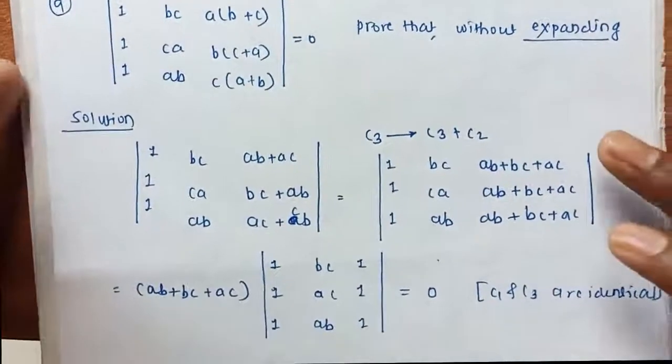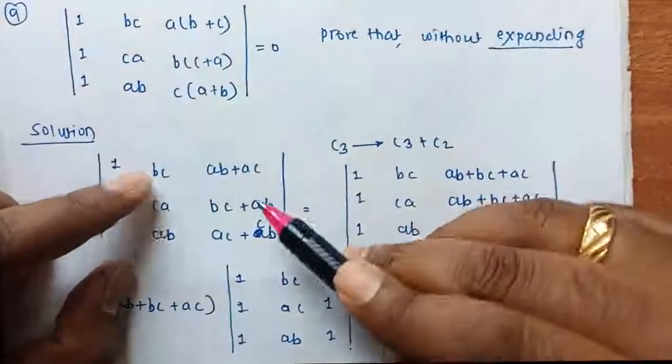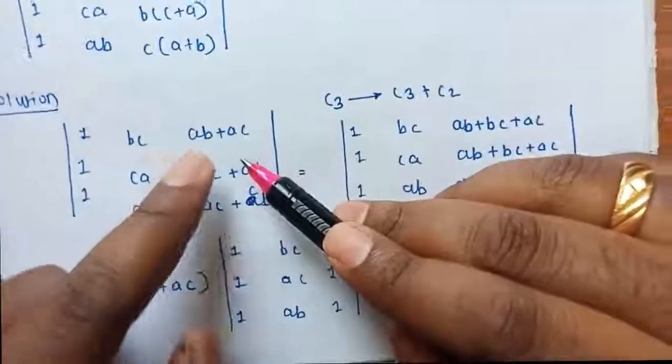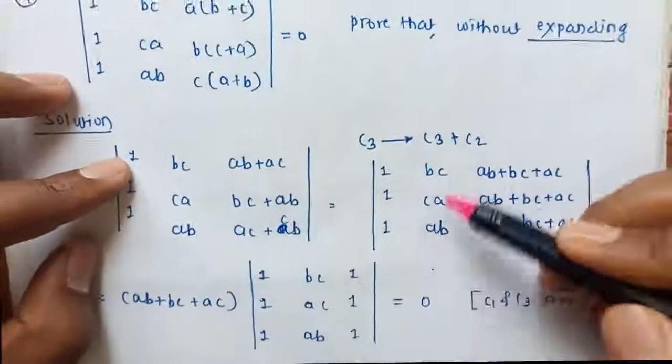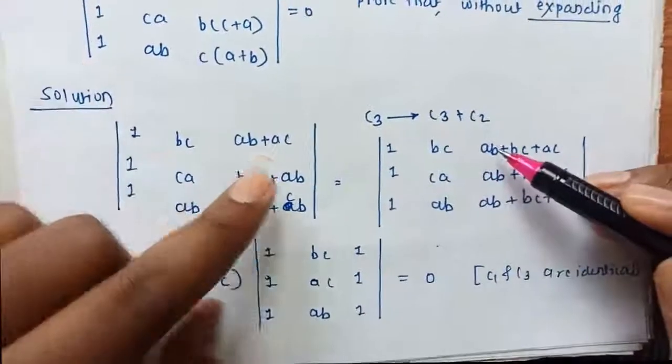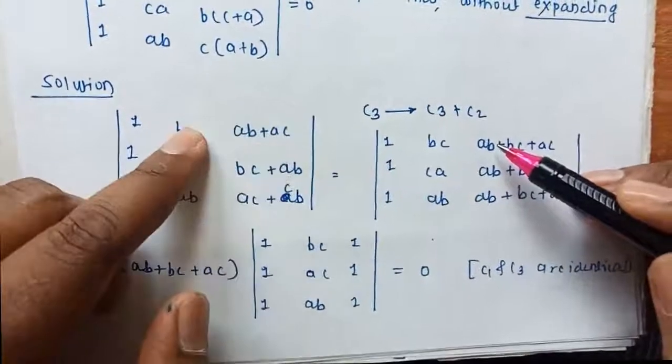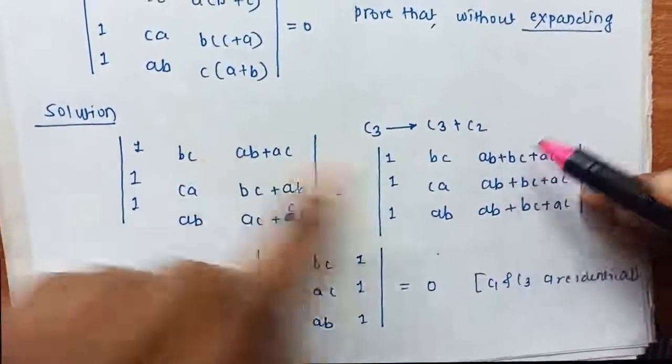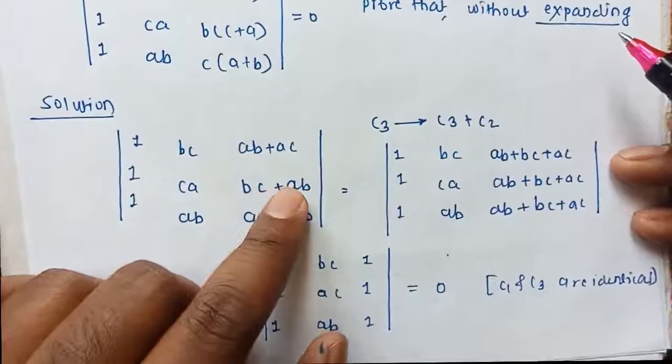Now here, what I have done is C3 changes to C3 plus C2. That means this and this I have added up. The first column is not changing, so it is as it is. The second column is not changing, so it is as it is. The third column is changing, but how? This and this we have to add. That means AB plus AC plus BC. Next is AB plus AC plus BC.